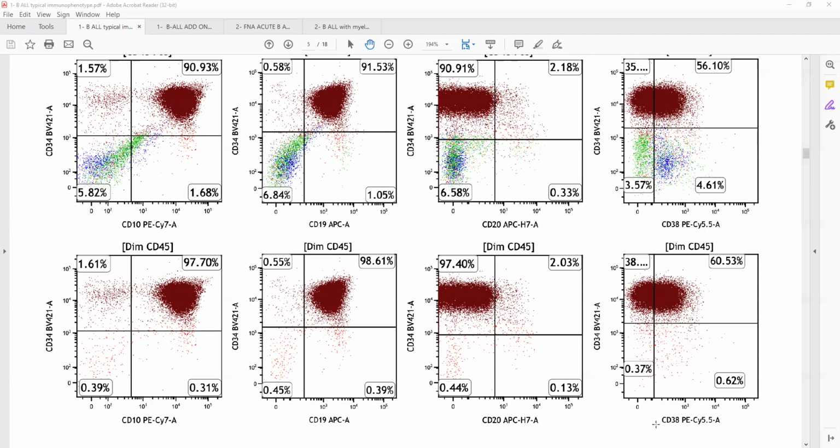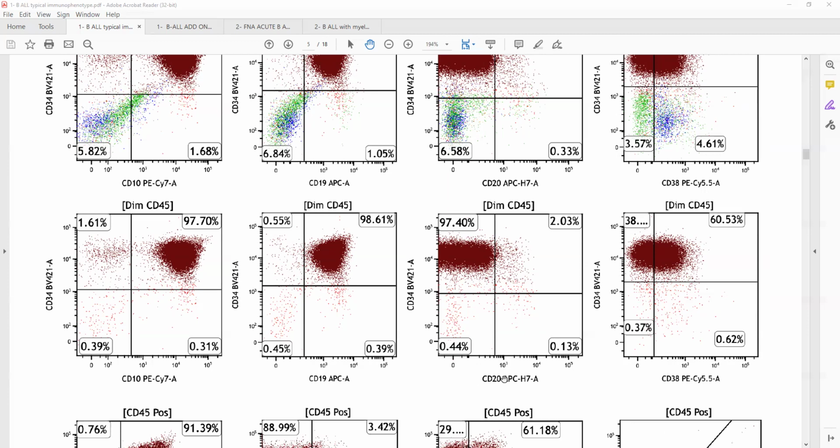And then we do have CD38 here. So I'd call this CD38 dim. And CD38 is usually associated with B lymphoid blasts. It's a marker of immaturity in this setting. However, remember, if you're looking at a completely negative CD38, then you're probably dealing with an abnormal B lymphoid blast population in this setting.